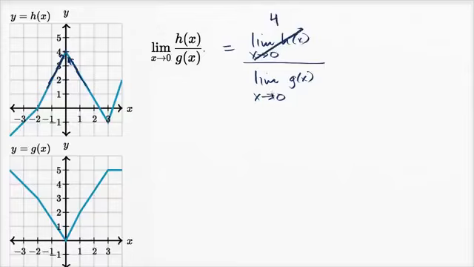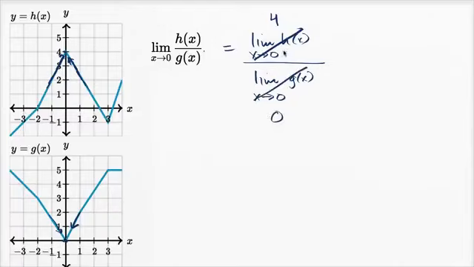And let's think about the limit of g of x as x approaches 0. From the left, it looks like as x approaches 0, the value of the function is approaching 0. And as x approaches 0 from the right, the value of the function is also approaching 0, which also happens to be g of 0. g of 0 is also 0. And that makes sense that the limit and the actual value of the function at that point is the same because it's continuous. So this also is 0.